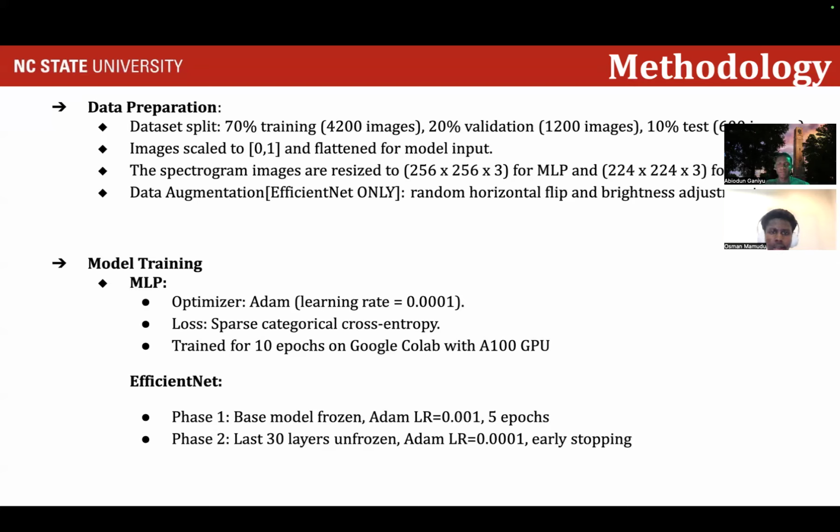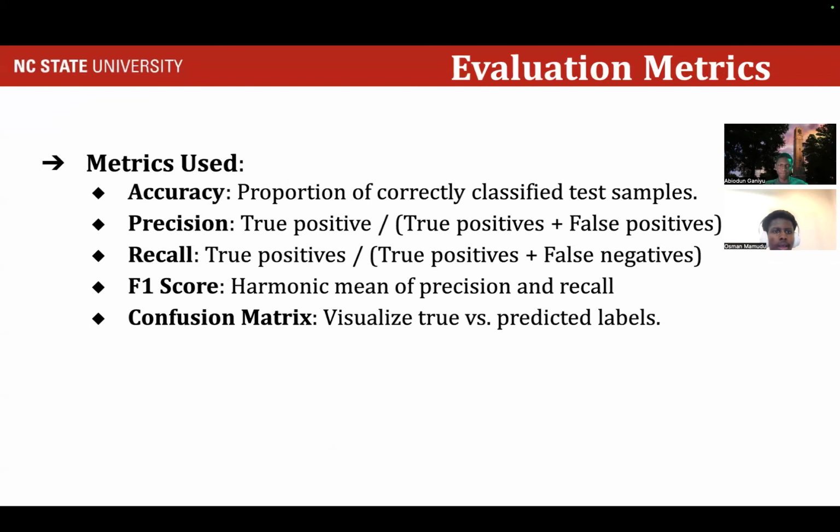For model training of the MLP, we use a loss of sparse categorical cross entropy and a learning rate as mentioned, and we train this for just 10 epochs on an A100 GPU. For EfficientNet, we freeze the lower layers and only unfreeze the last 30 upper layers for training, and we train that with early stopping. The metrics are accuracy, precision, recall, F1 score, and the confusion matrix.